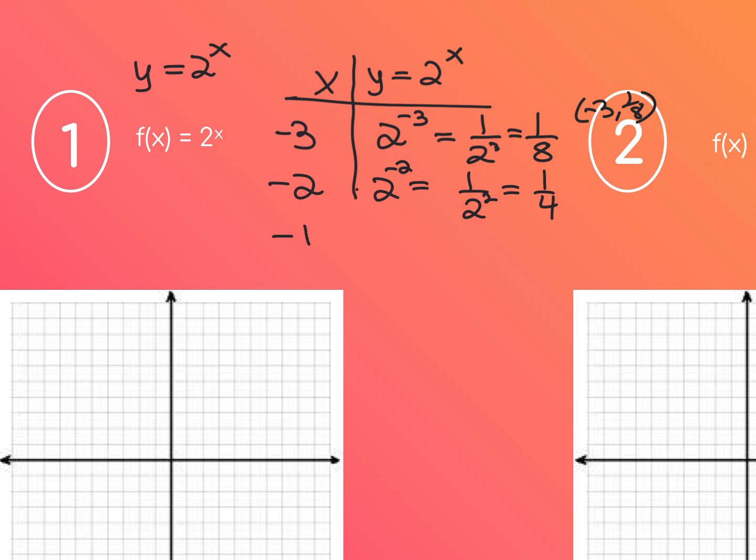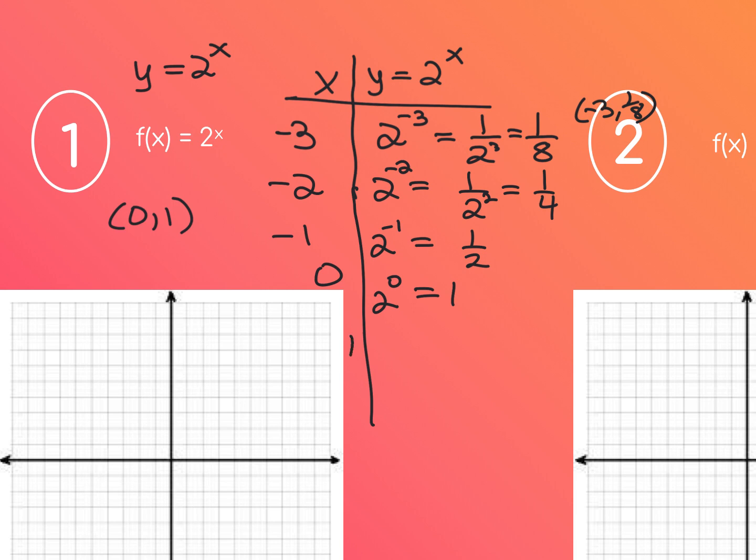If I plug in -1, and this is what you're doing in the homework on some of the questions, just plugging in whatever they tell you to plug in. 2 to the -1, again, makes it a fraction, so it's 1/2. 2 to the 0 power, anything to the 0 power equals 1. Remember on the previous slide, I showed you that all of those exponentials, they all had this ordered pair, 0, 1. Because anything to the 0 power is 1, as long as there's no shifts involved.